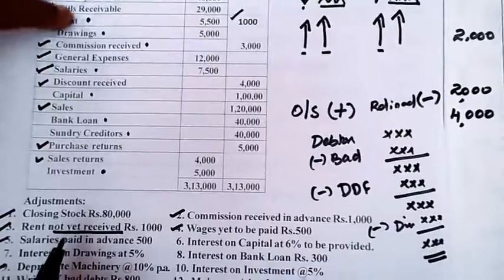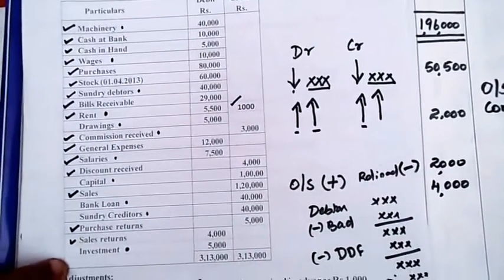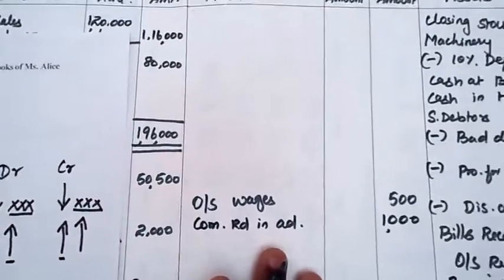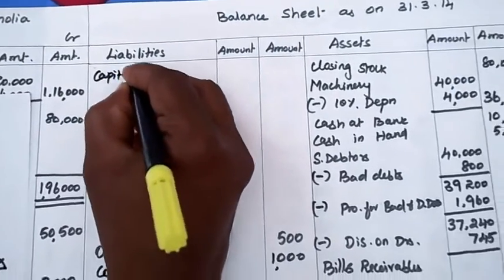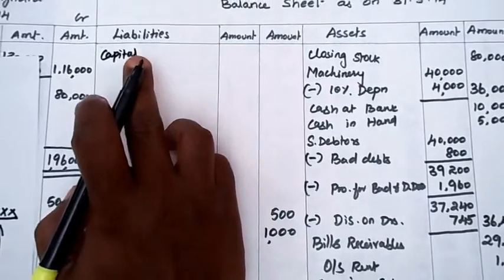So there will be no other profit and loss account transaction. Now we can go for balance sheet. So in the balance sheet you have to start with capital. Just write capital here. That will be the first item. Capital means the amount which is invested into the business is called capital.